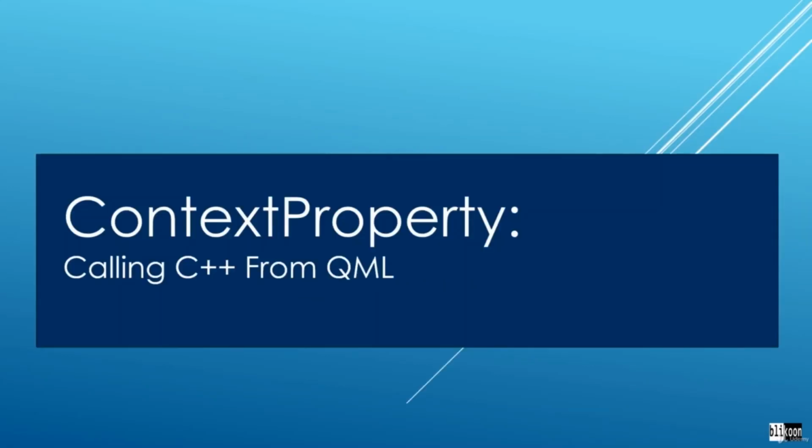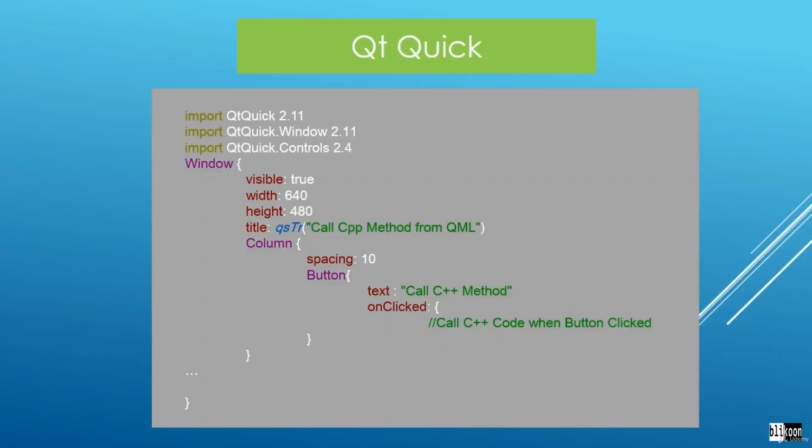In this lecture, we're going to call a C++ function from QML using context properties. Before we do anything, I'd like to talk about the problem we're trying to solve here. We have a user interface in Qt Quick, and it is described here. We have a window, inside we have a column, it contains a button, and what we want to do is to call a C++ function or method when somebody clicks on the button here. This is our goal, and this is what we have on the Qt Quick side.